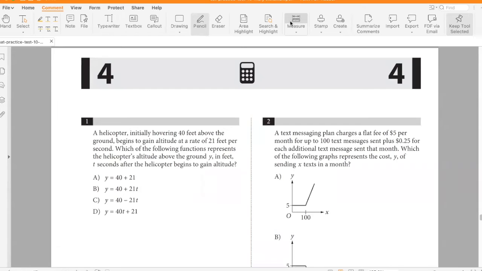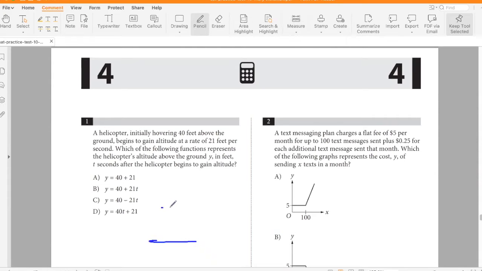Question 1. A helicopter initially hovering 40 feet above the ground begins to gain altitude at a rate of 21 feet per second. Which of the following functions represents the helicopter's altitude above the ground y in feet t seconds after the helicopter begins to gain altitude?